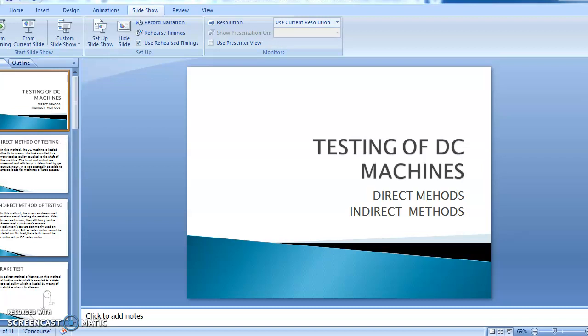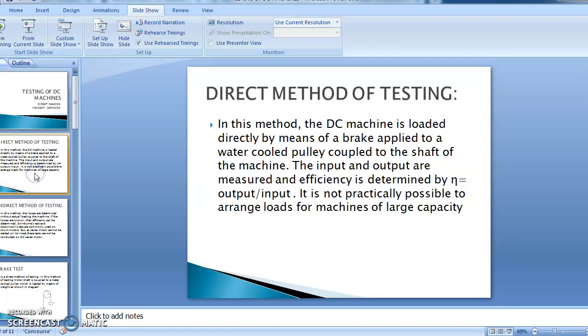Now let us start with the testing methods. First of all, I am going to discuss the direct method of testing. In this method, the DC machine is loaded directly by means of a brake applied through a water cooled pulley. Here the input and output can be directly measured, and the efficiency can be determined using the formula shown in this slide, that is η equals output by input.